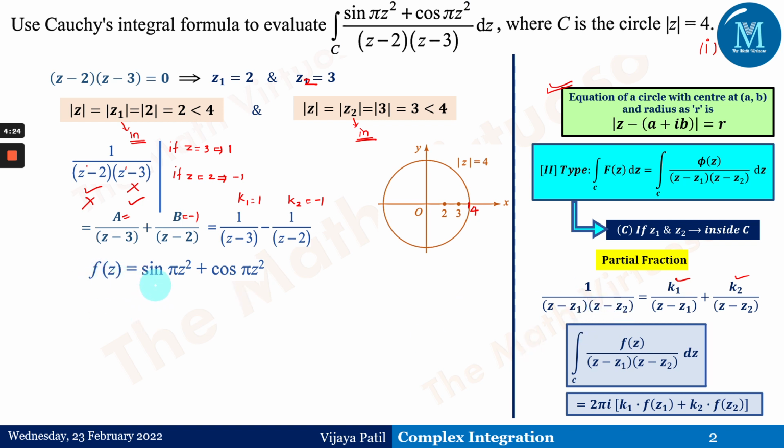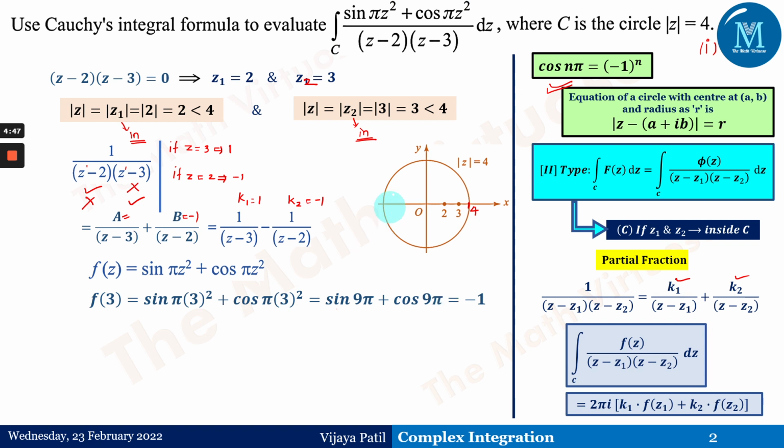F of z is nothing but the numerator, sine of pi z square plus cos of pi z square, which will be giving. So we have to find out these 2 points, like f of this z equals to 3, so z2 and z1. So f of 3 is sine of pi 3 square. So we have to replace z by 3.